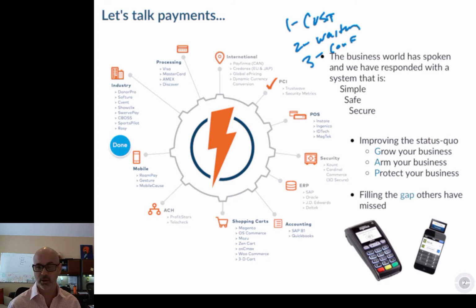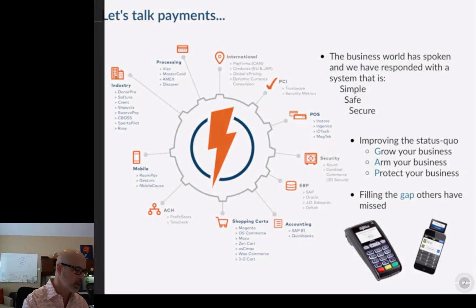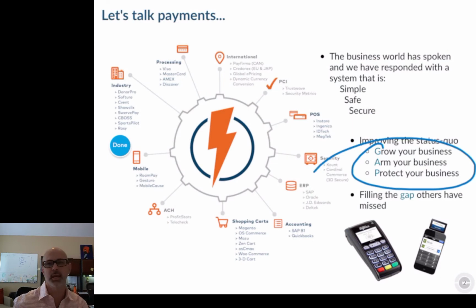So basically the business world spoke, and they said we want something that's simple, something that's safe, and something that's secure. Instead of being status quo, improving on that status quo. And in a nutshell, helping to grow, arm, and protect that business. And we're going to help you grow it if I give you the knowledge and the tools to be able to sell anywhere, anytime, to anybody. And help arm your business with some omni-channel protection, some tokenization, some encryption that will effectively make your transactional data disappear, as well as protecting you. You've got to have somebody that's behind you.